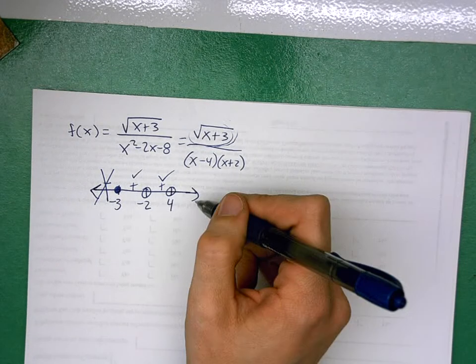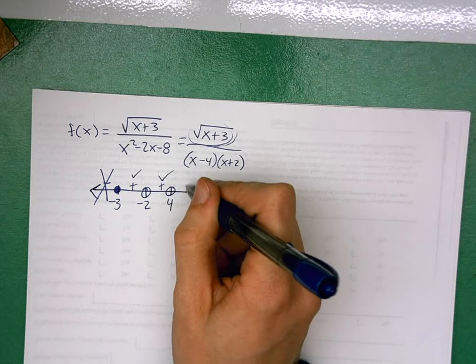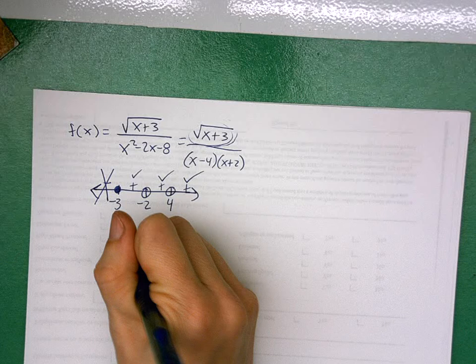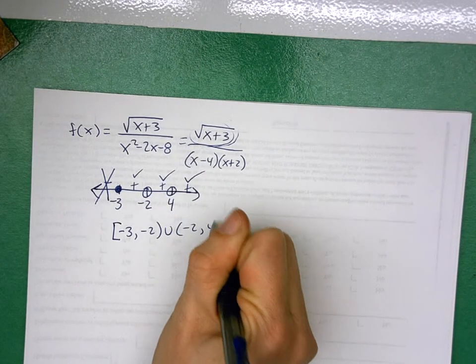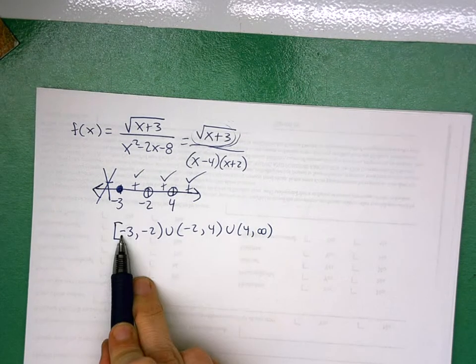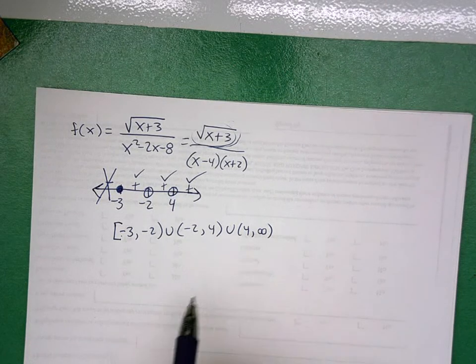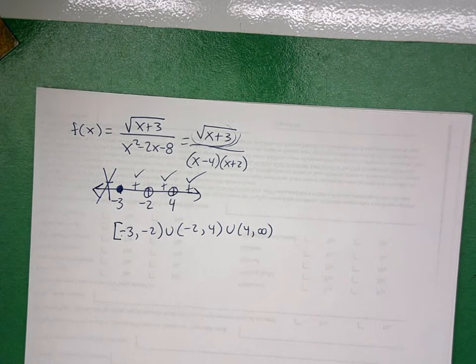And when I plug in, say, 6, I get root 9. Definitely can do root 9. That's 3. And so that one's good to go. So all of these regions are good. We have negative 3 to negative 2, negative 2 to 4, and 4 to infinity. And you'd need a bracket over here on the negative 3 because that was a point. But all the others will be parentheses because they are holes and infinity. Actually, in this case, they're vertical asymptotes, but they are absent of a point and infinity. So all of those will be parentheses.